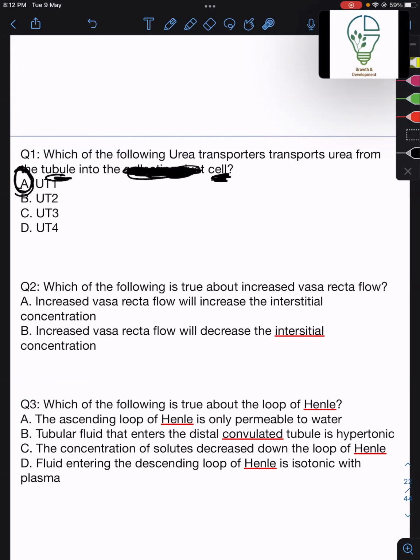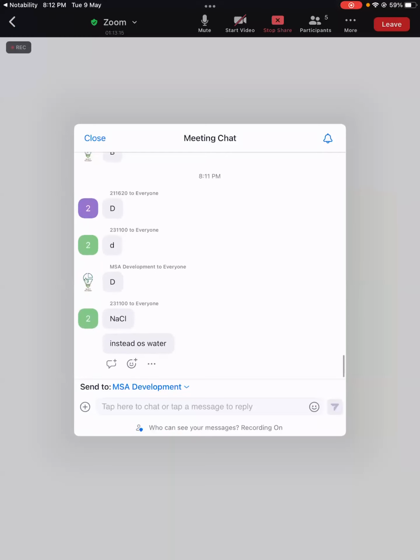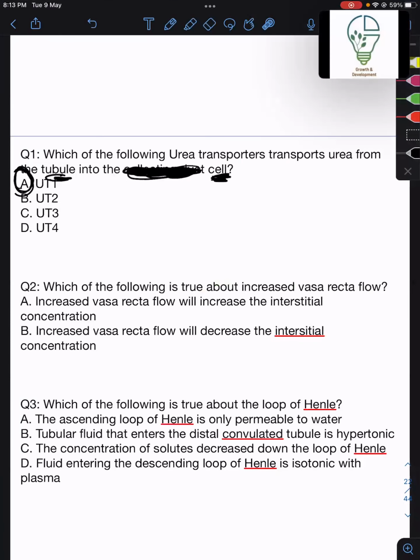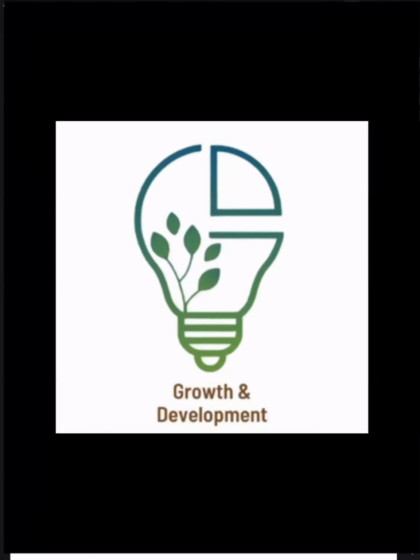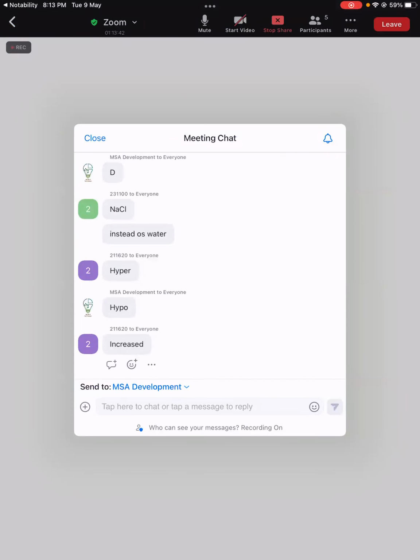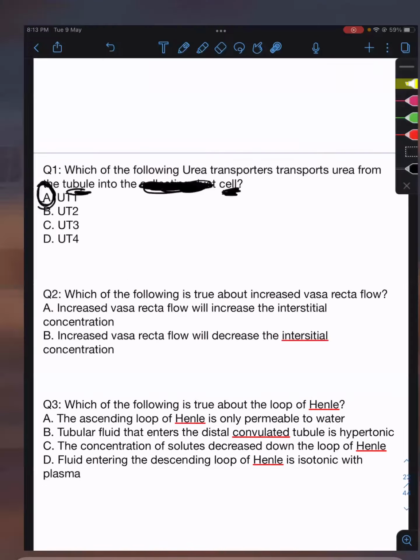Okay, tubular fluid that enters the distal convoluted tubule is hypertonic. How can I fix this? Hypo, right? The fluid that enters the distal convoluted tubule is hypotonic because it's after the ascending limb and it's already given up all its solutes. So it's hypotonic. The concentration of solutes decreases down the loop of Henle. How can I fix this? Increases. Exactly. The concentration of solutes increases down the loop of Henle. That's it.